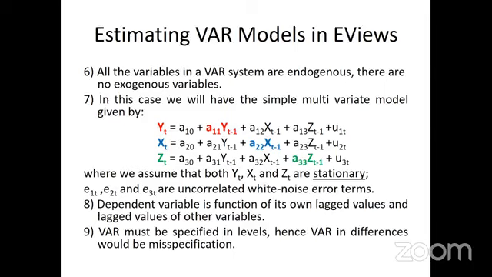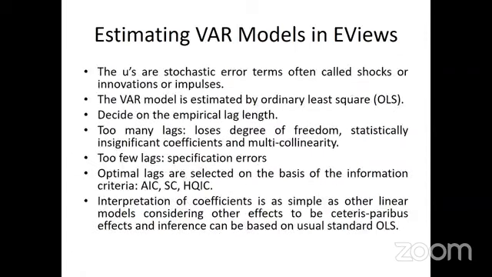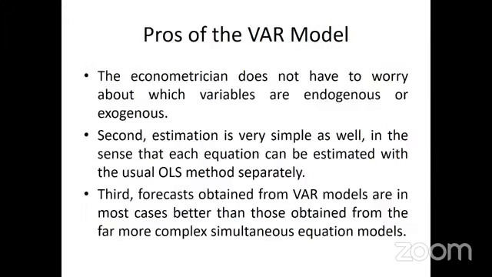A dependent variable is a function of its own lagged values and lagged values of other variables. VAR must be specified in levels, and VAR in difference would be a misspecification, right? This we will see when we are doing it practically. The pros are that the econometrician does not have to worry about which variables are dependent or independent. Second, estimation is very simple. Third, forecasts of the VAR can be obtained very easily.